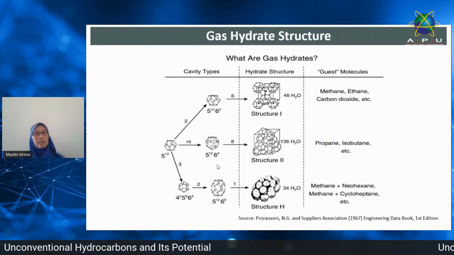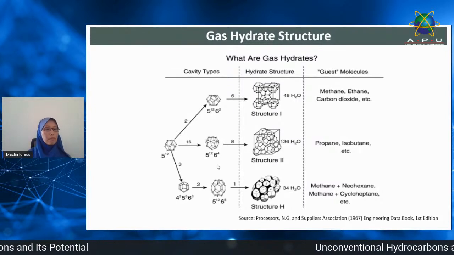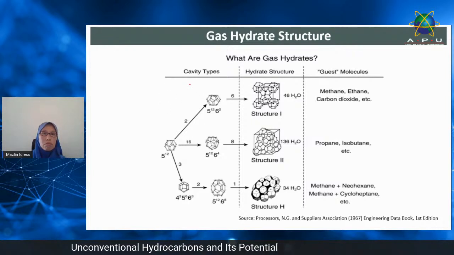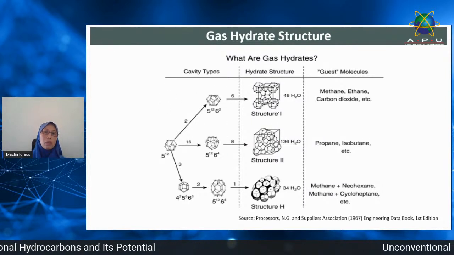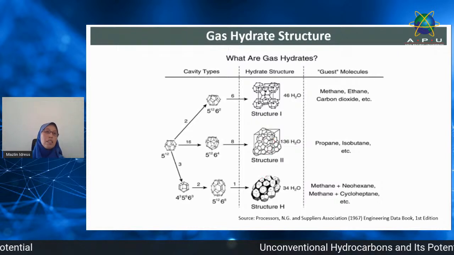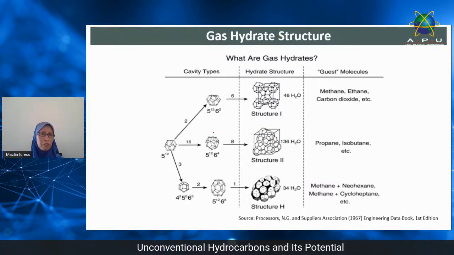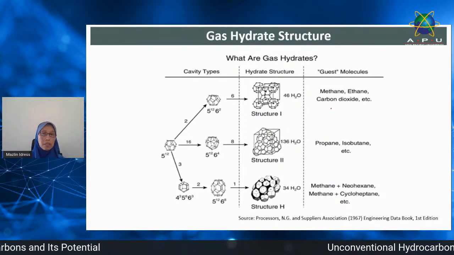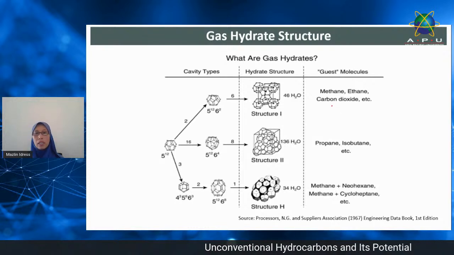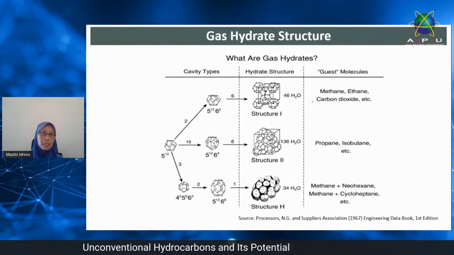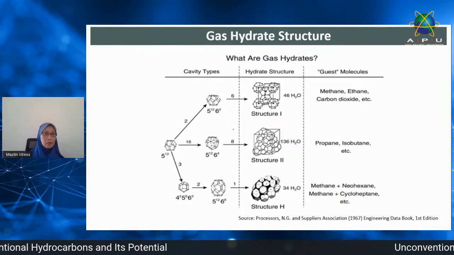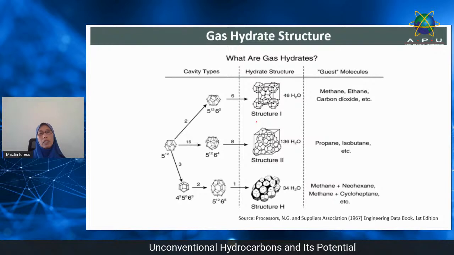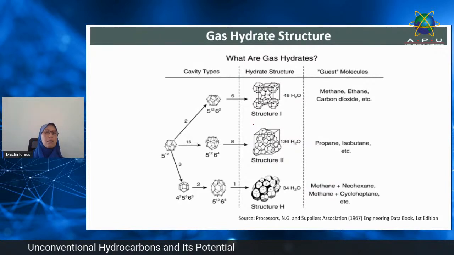So basically, what are gas hydrates? These are gas hydrate structures. We have three different types of gas hydrate structure: structure 1, structure 2, and also structure H. For structure 1, the gas molecules are usually light hydrocarbons like methane, ethane, and also carbon dioxide. These gas molecules reside in the middle of the structure, and the water will basically surround the gas molecules.